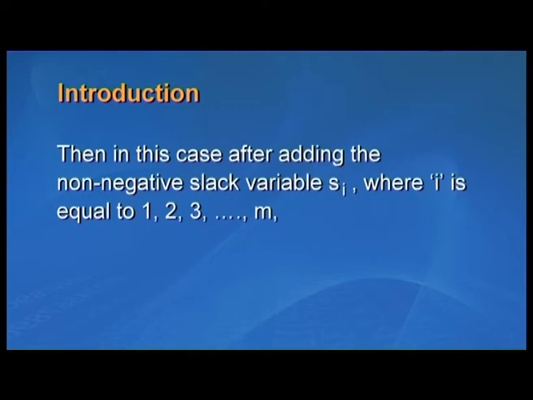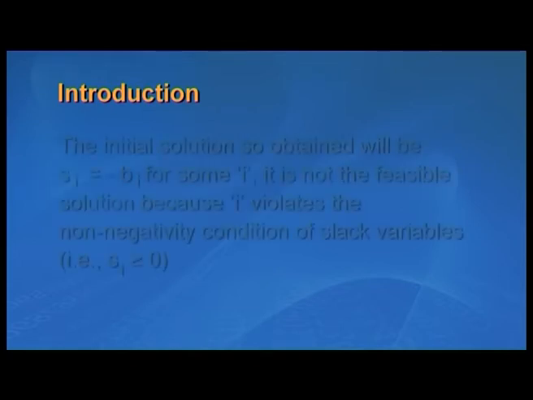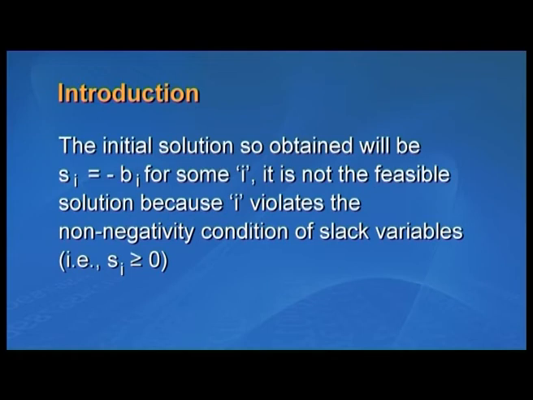Then, in this case, after adding a non-negative slack variable si, where i is equal to 1, 2, 3, up to m, the initial solution so obtained will be si is equal to minus bi for some i. It is not a feasible solution because it violates the non-negativity condition of slack variables, that is, si is greater than or equal to 0.